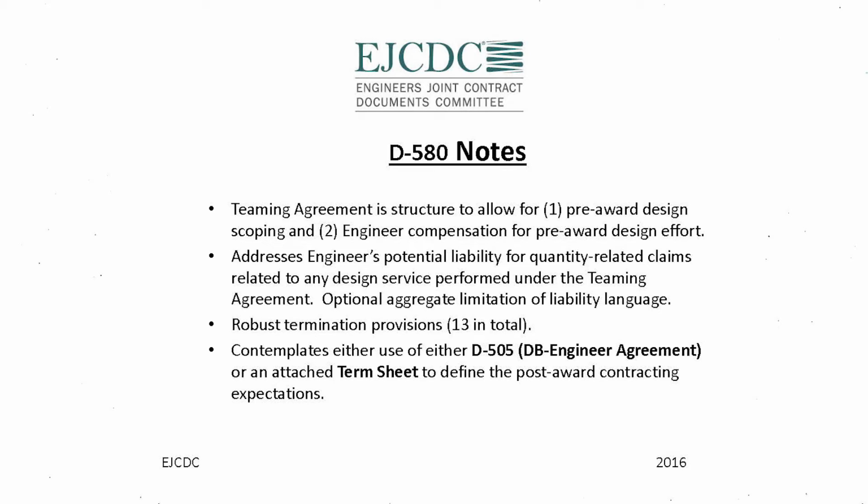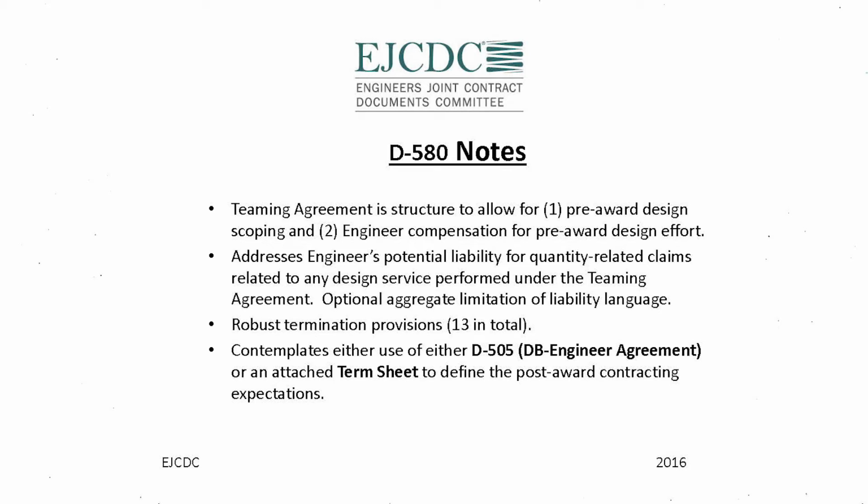And one of the good things about the 580 document too is it sets up what the parties' anticipation is to enter a subsequent contract, because the teaming agreement only lasts through the proposal phase of the work. After that, once the job's actually awarded to the contractor, they'll need to enter a subsequent agreement. And it's important to both parties to be able to establish the bounds of what that agreement is going to be early. So we provide two options.